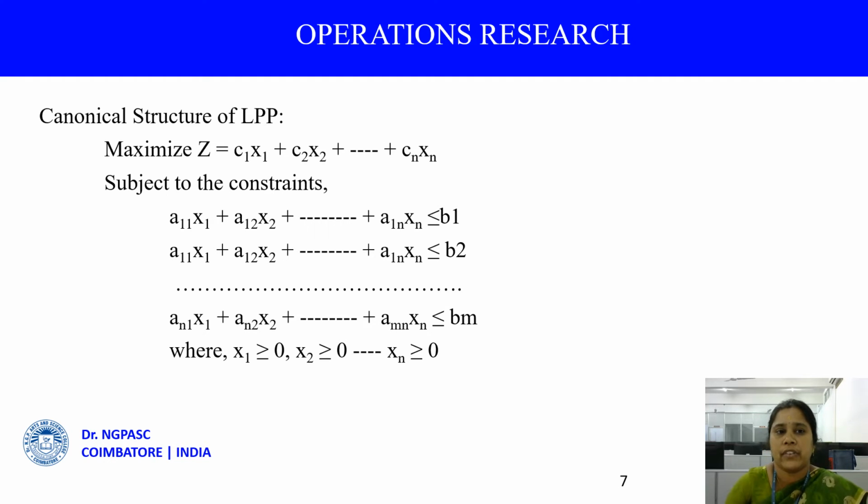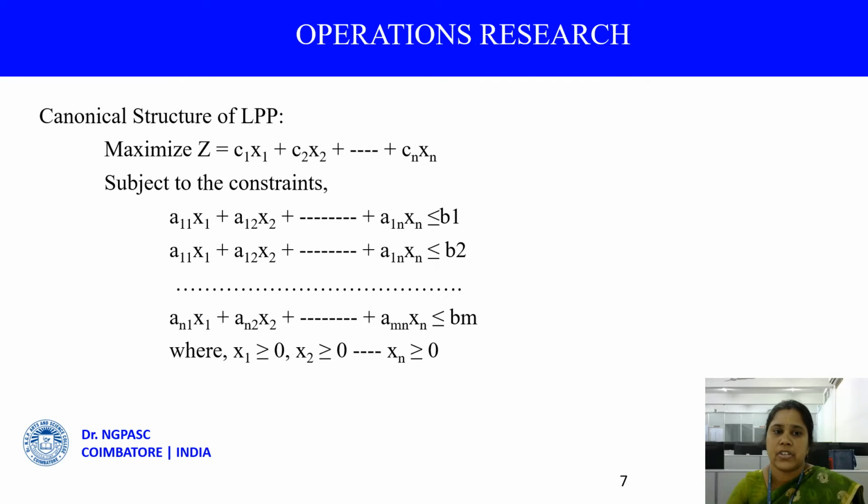Next, we define the canonical structure of the linear programming problem. The canonical structure means the objective function should be of the maximization type and, subject to the constraints, all the constraints should be written in less than or equal to type. Here, maximize Z equal to C1 x1 plus C2 x2 plus etc. Cn xn, and subject to the constraints, we write the left hand side and right hand side, and the inequality is of the less than or equal to type.